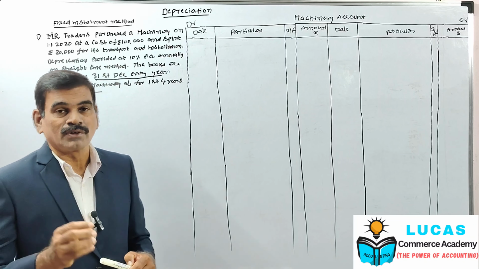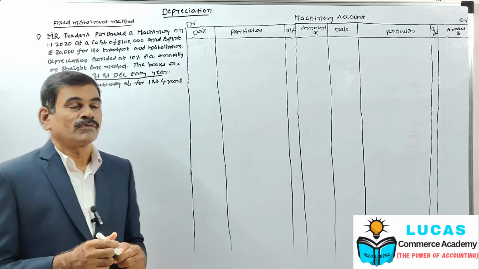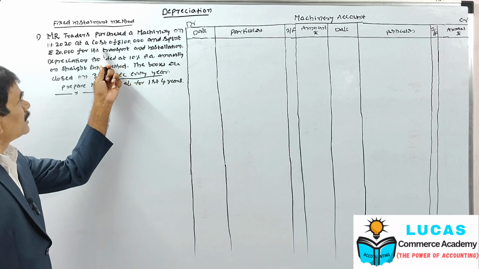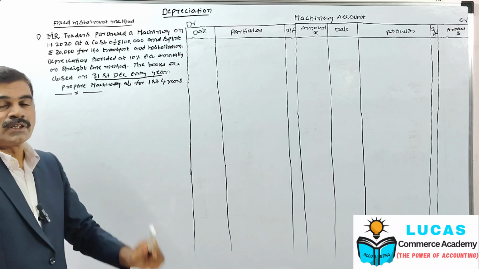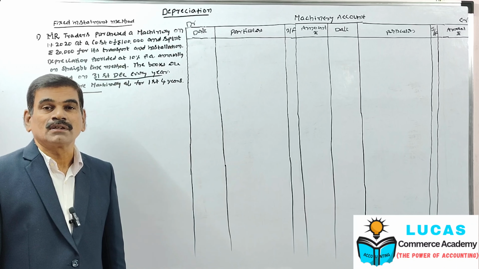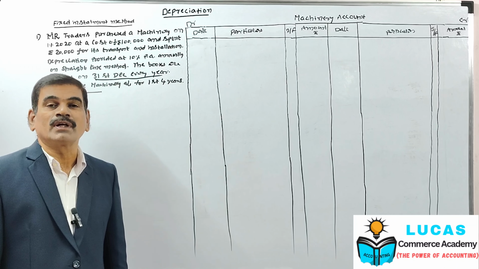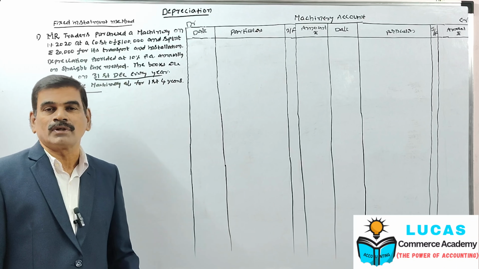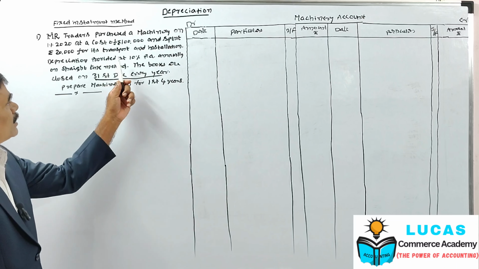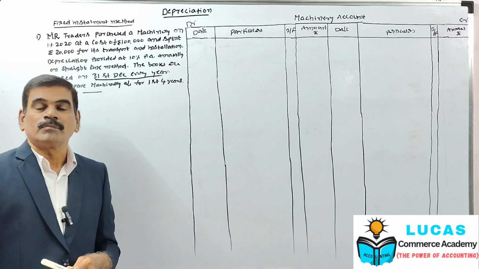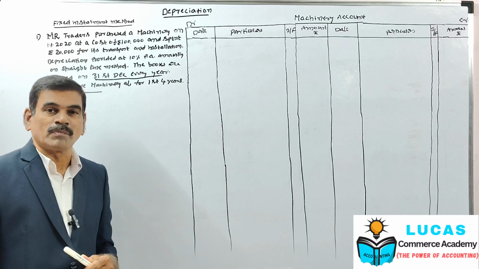Let us have some journal entries. The first one: the asset is purchased, machinery purchased. What is the journal entry for purchase of asset? Machinery account debit to cash or bank account. Next, installation charges, same entry: machinery account debit to cash or bank account.